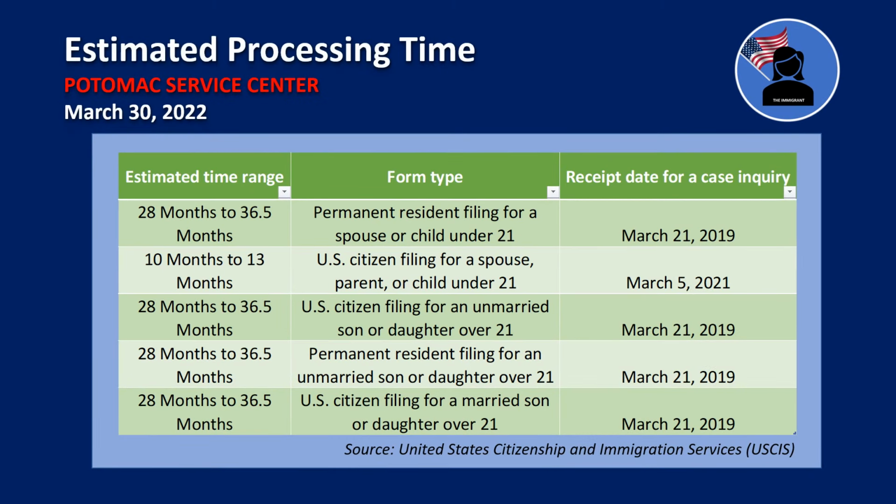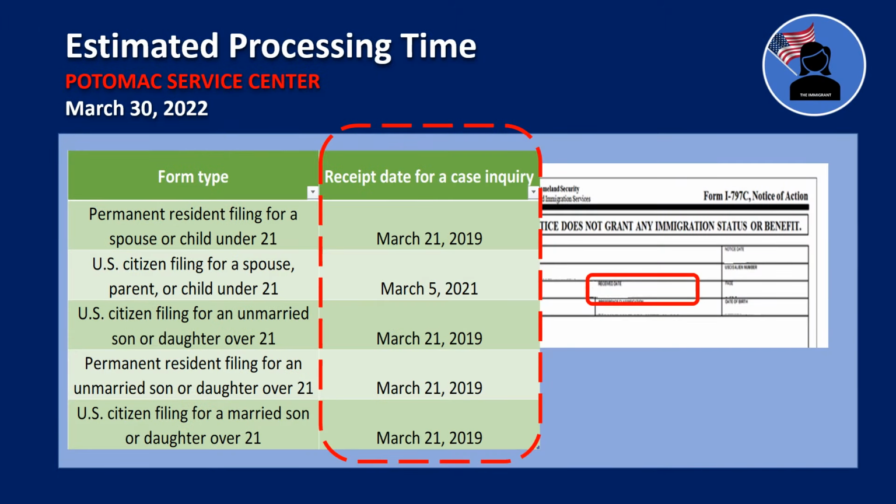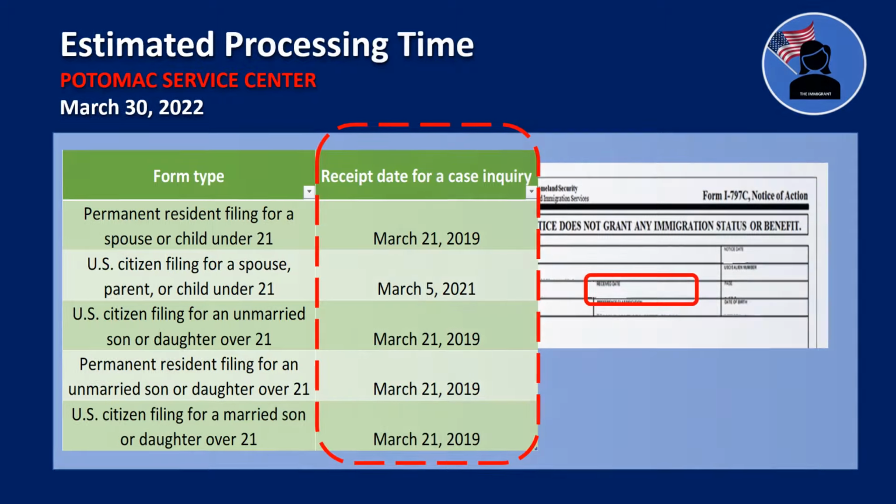Here is the processing time at Potomac Service Center. If you submitted your form to the Potomac Service Center, and the receipt date in your Form I-797 is before the dates shown here, and you haven't received anything yet from USCIS, you may submit an outside normal time service request online in the USCIS website.